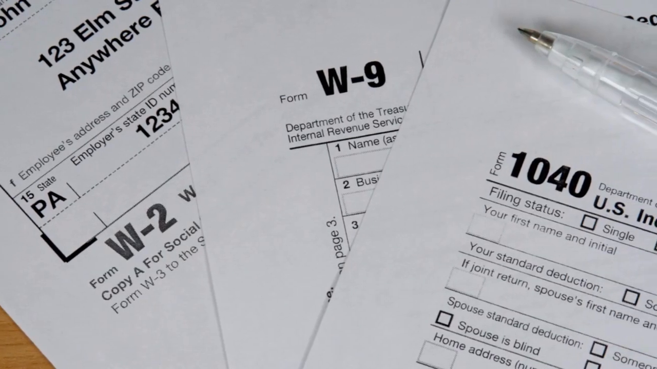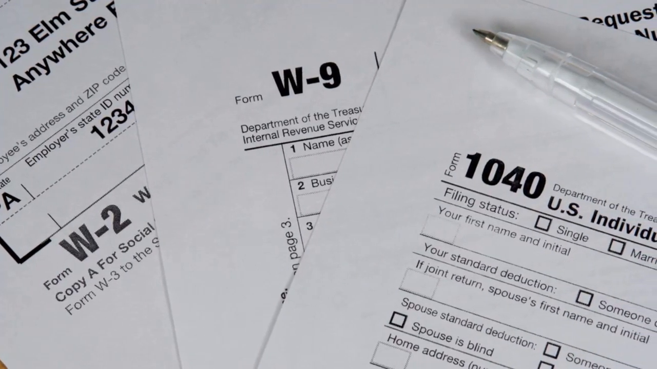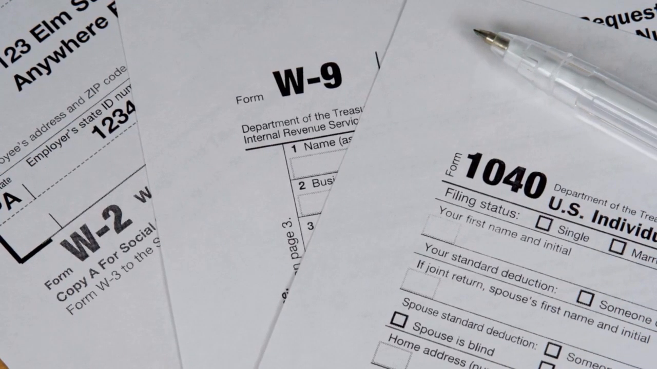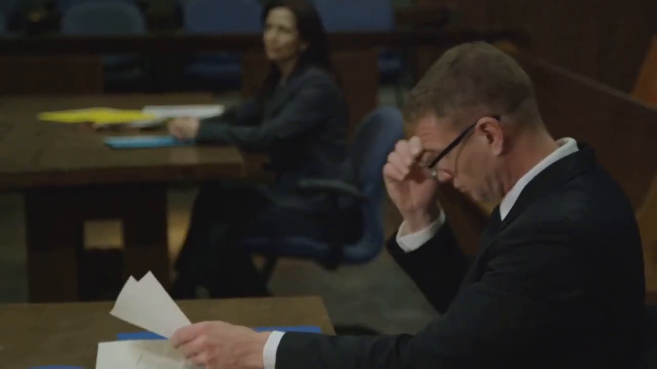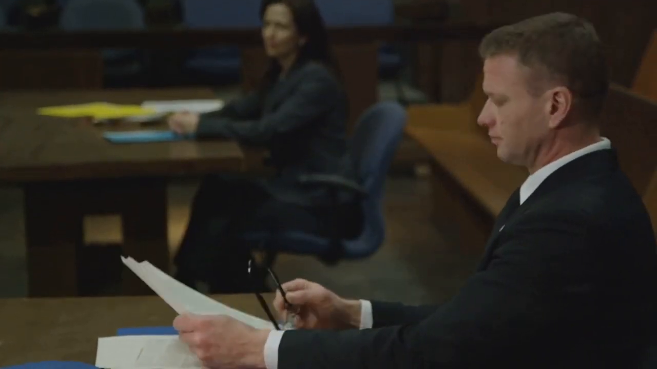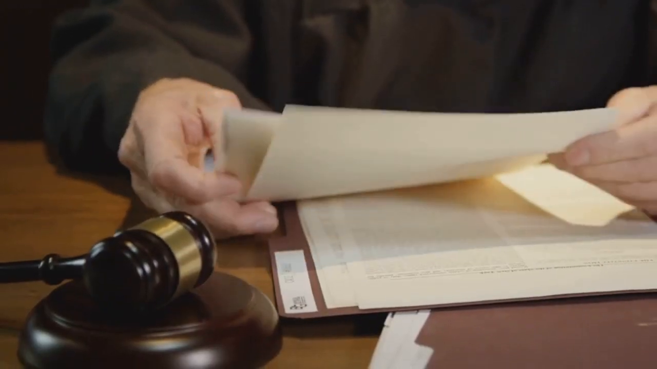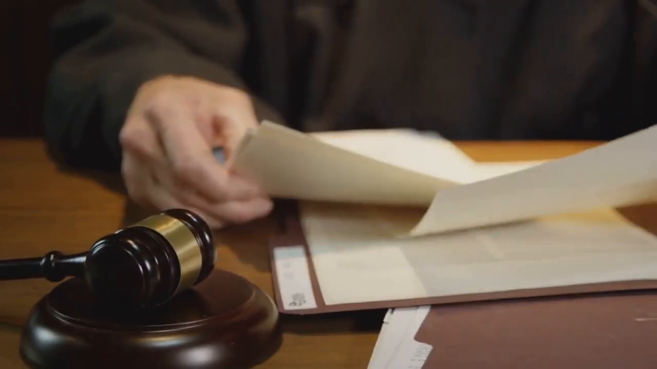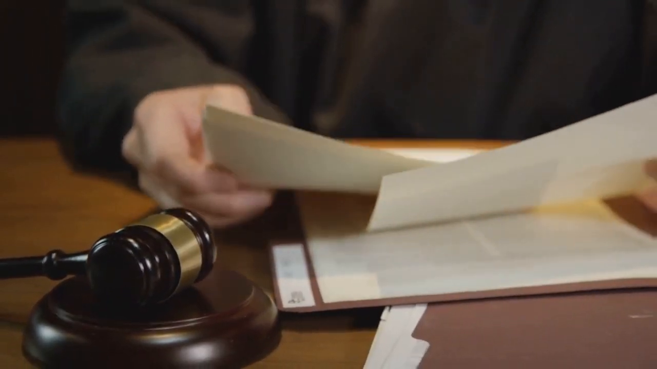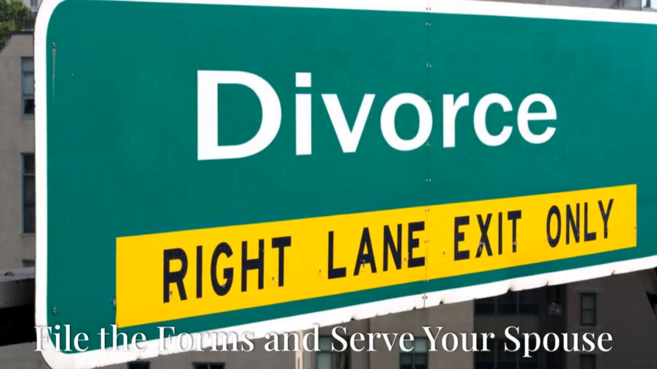Optional or state-specific forms. Request for waiver of filing fees. If you can't afford court fees, you can apply for a fee waiver. Motion for temporary orders. If you need temporary arrangements for support, custody, or property use while the divorce is ongoing. Motion for default. If your spouse does not respond to the divorce filing within the required time frame. Name change request to revert to your maiden or former name.